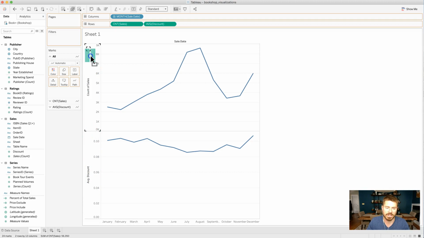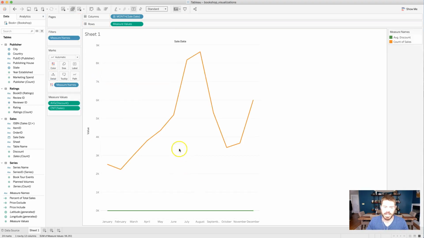If I drag this up here, notice that I get two rulers, or two measuring sticks, next to each other. Basically, that means we're going to combine the axes of these two things. Notice that the vertical axis is now called value, because it's describing who knows what. In particular, this value could be either the average discount value or the count of sales value, one green and one orange. But notice that this is not really ideal, at least for me.